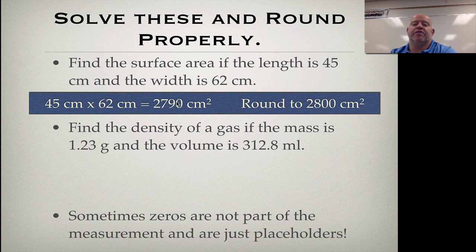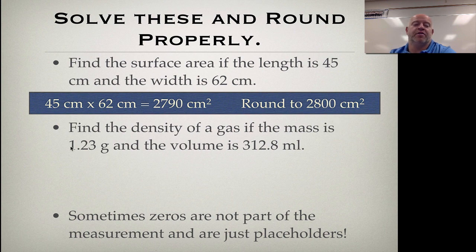So we have to find a way to report this number with only two significant figures, or two measured values. Right now, depending on whether you count this zero as part of the measurement or just a placeholder, you would say it has either 3 or 4 measured values. What we want to do is round it to the first two non-zero numbers, the 2 and the 7, and the 9 makes us round up. So we round it to 2,800, and these two zeros become placeholders and not part of the measurement.